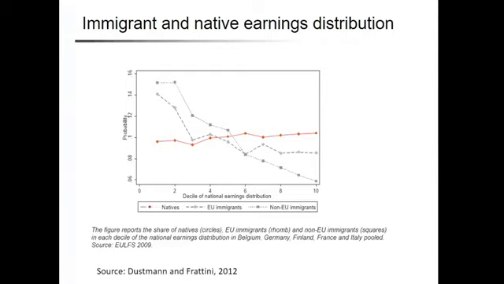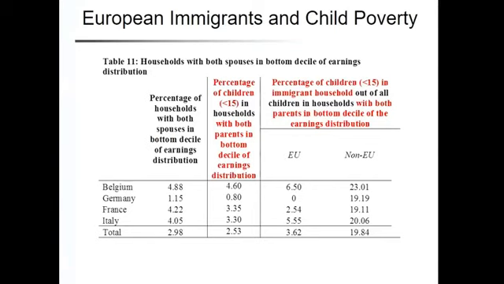Now, very important, of course, when we talk about migration are the children of immigrants. Where are the children of immigrants in the distribution of earnings? Are they in mainly poor households, or are they in richer households? Well, here the picture is even bleaker. So if we look at households where both partners are in the lowest 10% of the earnings distribution, then in countries Belgium, France, Germany, and Italy, this amounts to about 3% of all households.